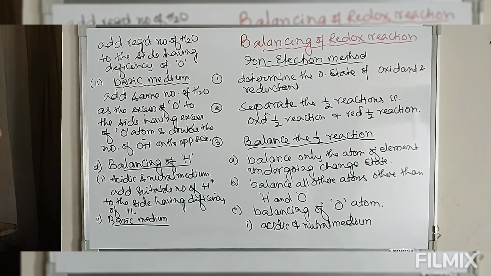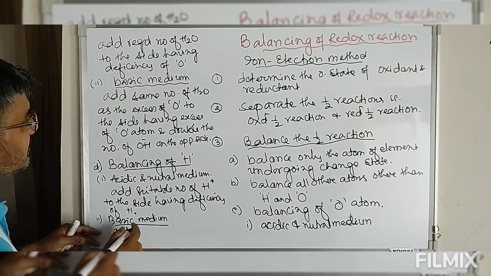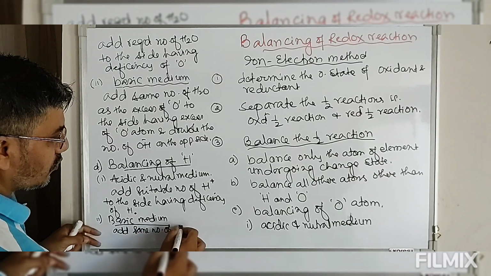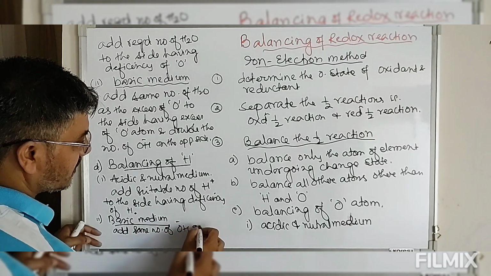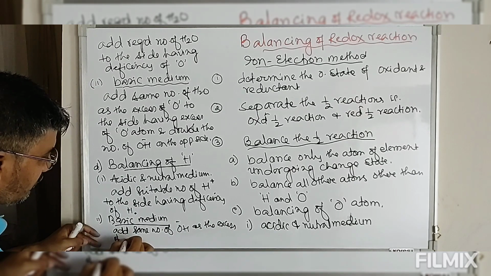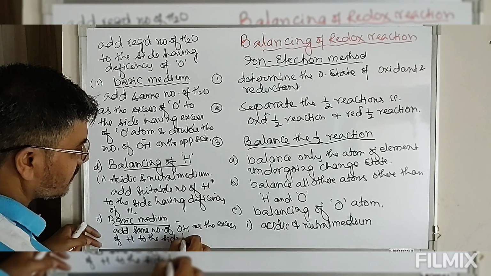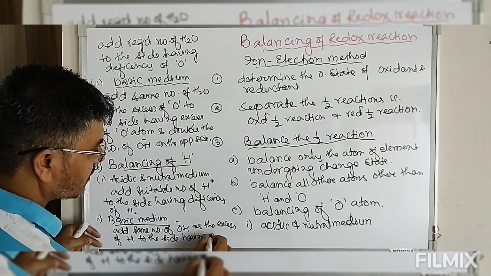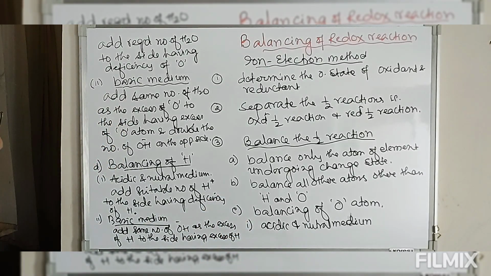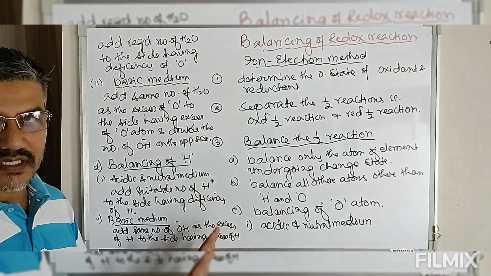So in basic medium, what is to be done is add the same number of OH minus as the excess of hydrogen to the side having excess of hydrogen. जिस साइड में हाइड्रोजन ज्यादा है उस साइड में जितना एक्सेस है उतना OH माइनस ऐड करना है.